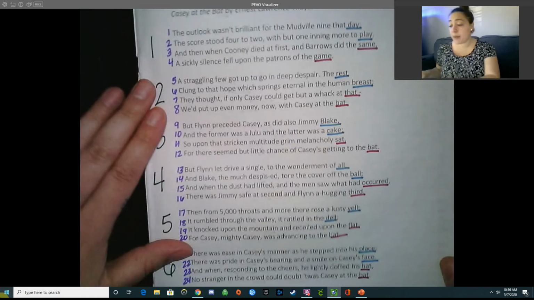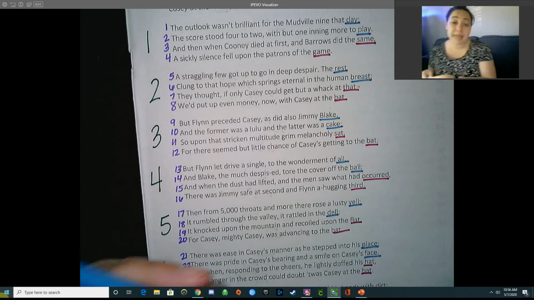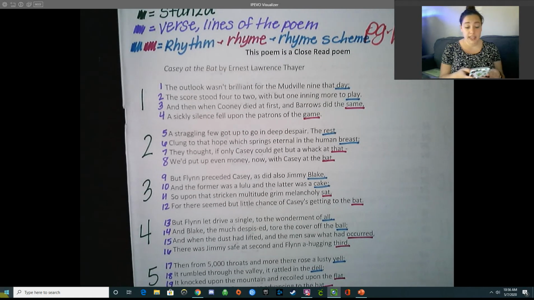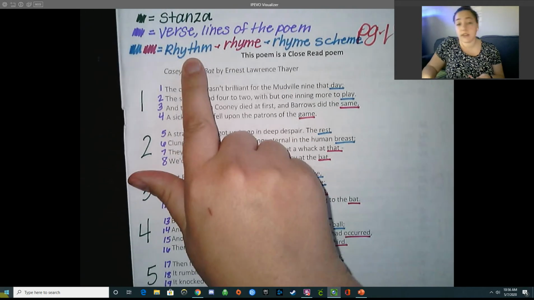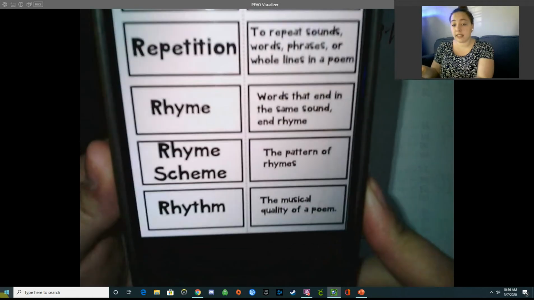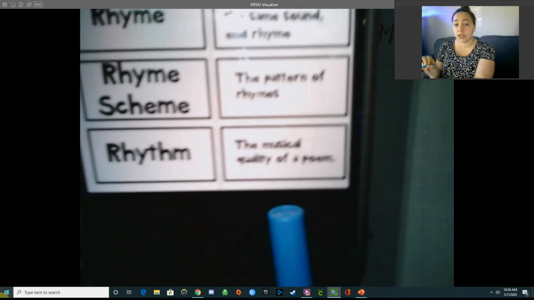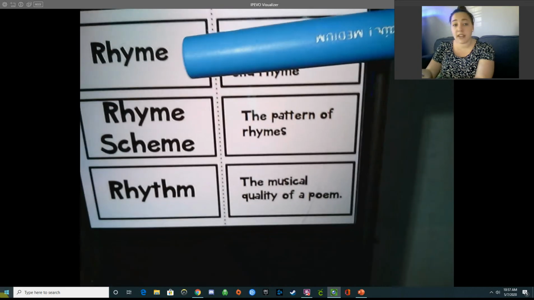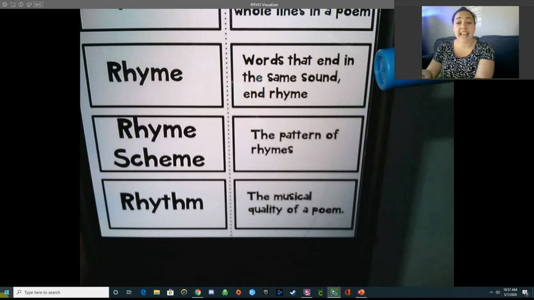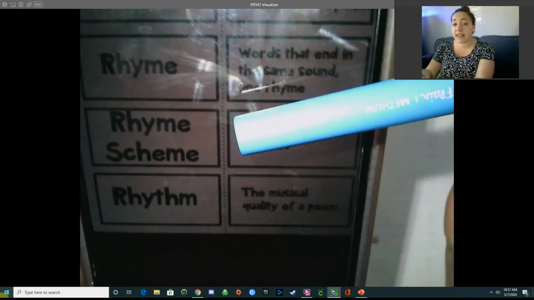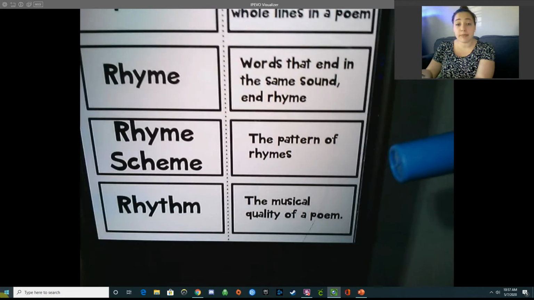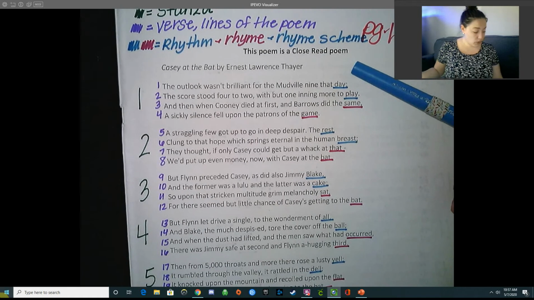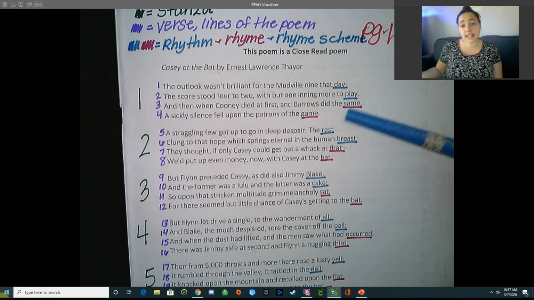Once I was finished there, I went back and I took blue and pink, and I labeled a few different things. Before we talk about them, let's first talk about the definitions of those words. I identified the rhythm, and when we identify the rhythm, we are saying that this is the musical quality of the poem. Then I went back and identified the rhyme. If you remember, rhyme is words that end in the same sound, end rhyme. And lastly, I identified a rhyme scheme, the pattern of rhymes. I did that with 2 different colors. Again, I identified one rhyme or rhythm by blue, and then I identified another one by pink.